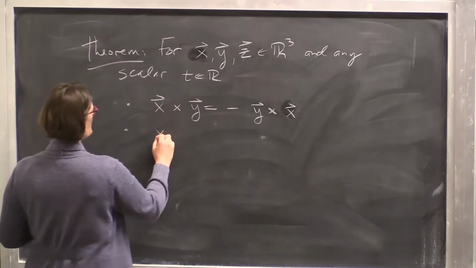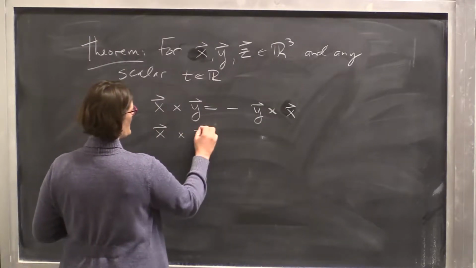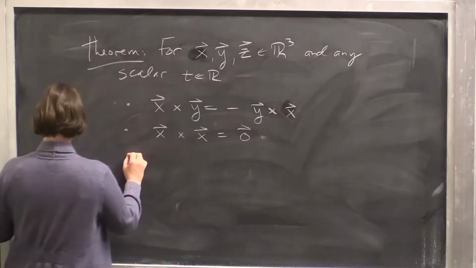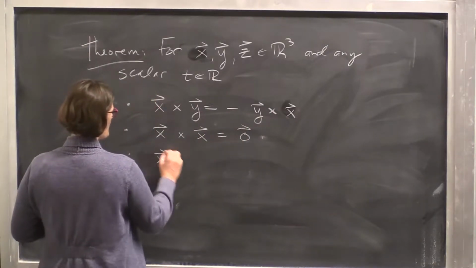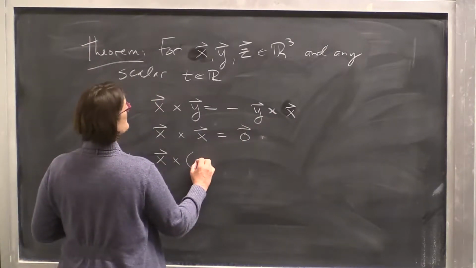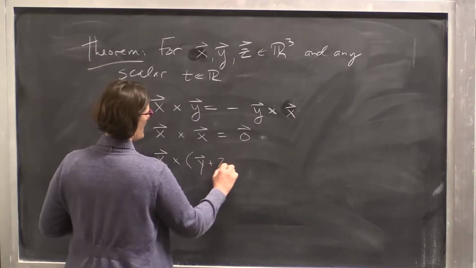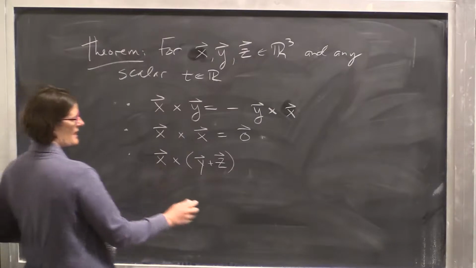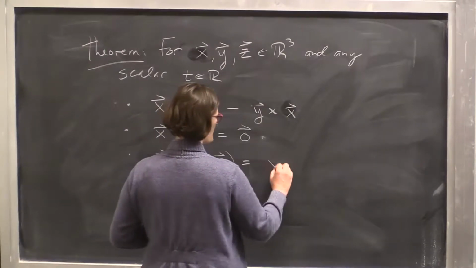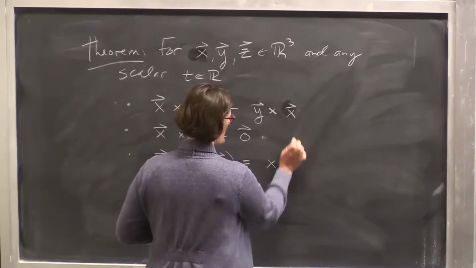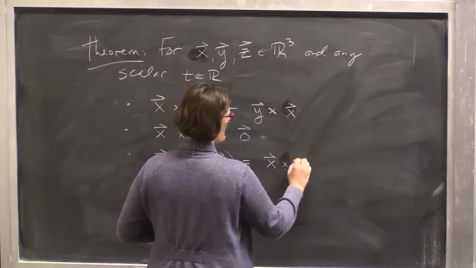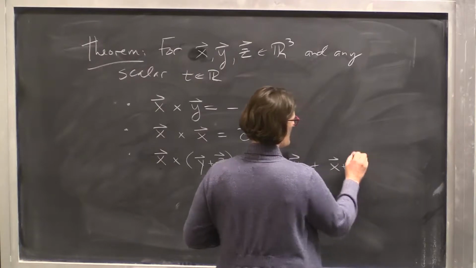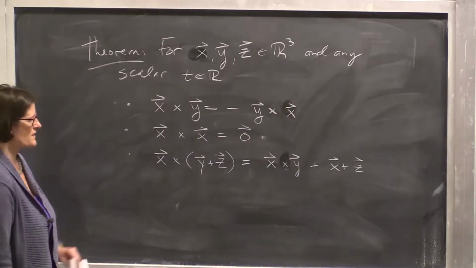Secondly, if you compute the curl of a vector with itself, what should you get? Zero. The zero vector. Good. Third, curl plays well with vector addition. If you add the vectors y and z, and then compute the curl with x, you compare it to computing the curl of x with y, and the curl of x with z. Curl plays nice with addition.